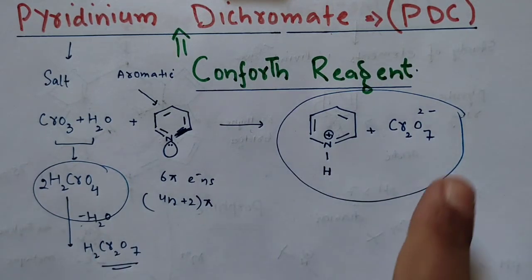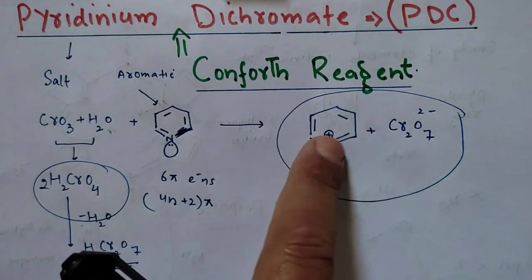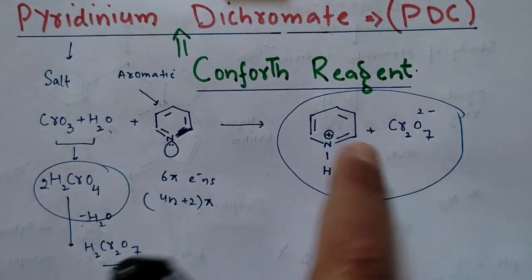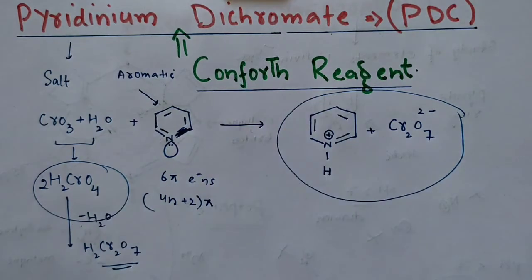formed by the acid base reaction. It forms the salt. So it's a salt of pyridine and chromic acid. So we have pyridinium ion and the dichromate ion here. This is called the PDC. It's also called the Conforth reagent.